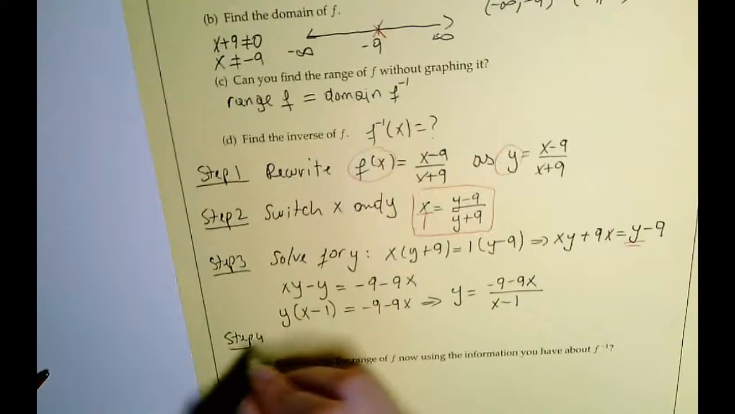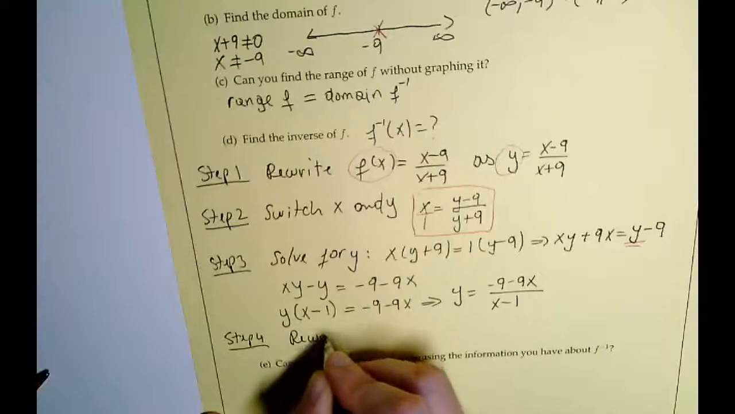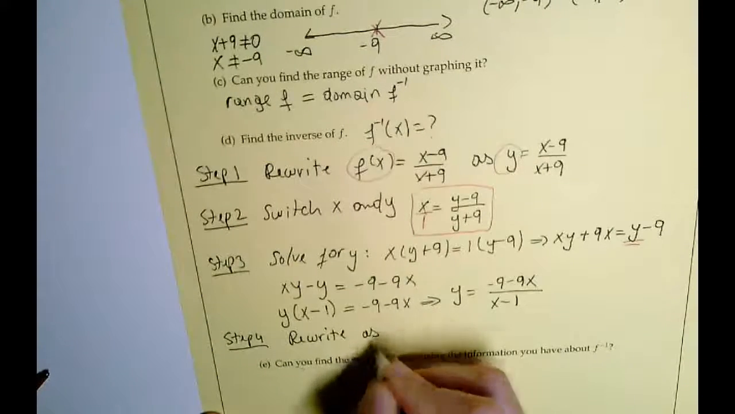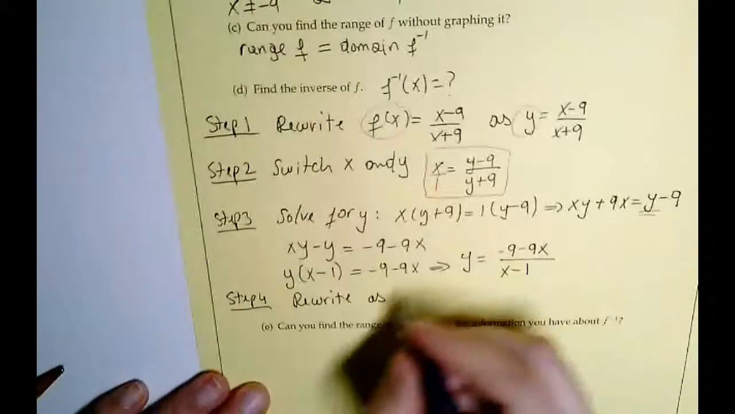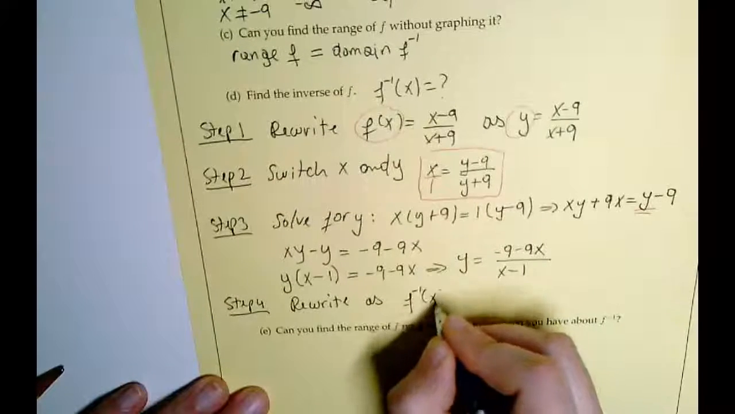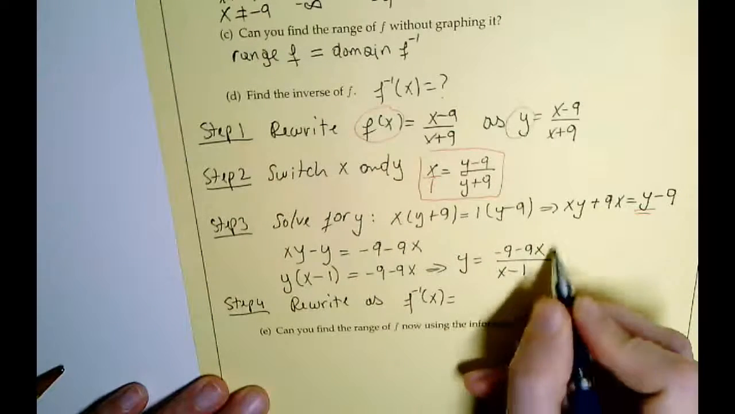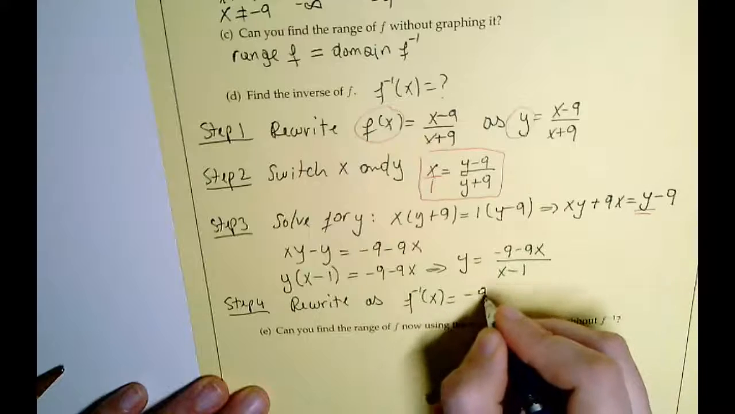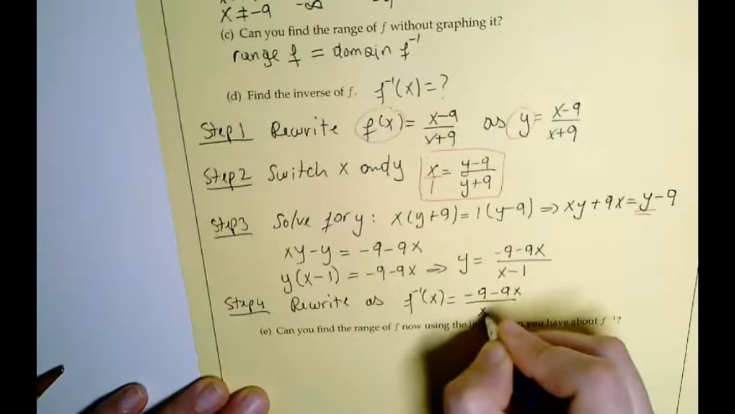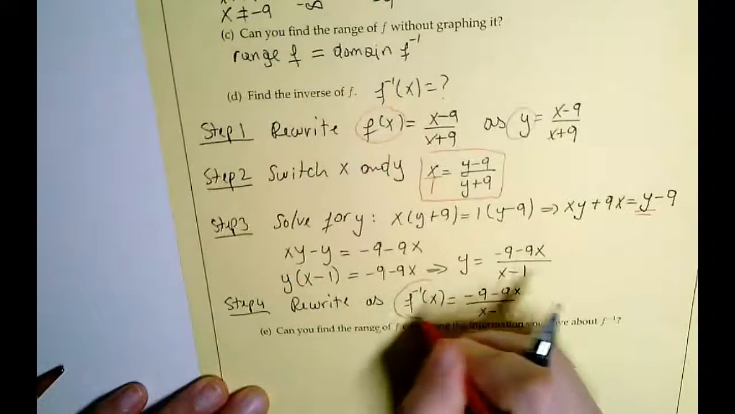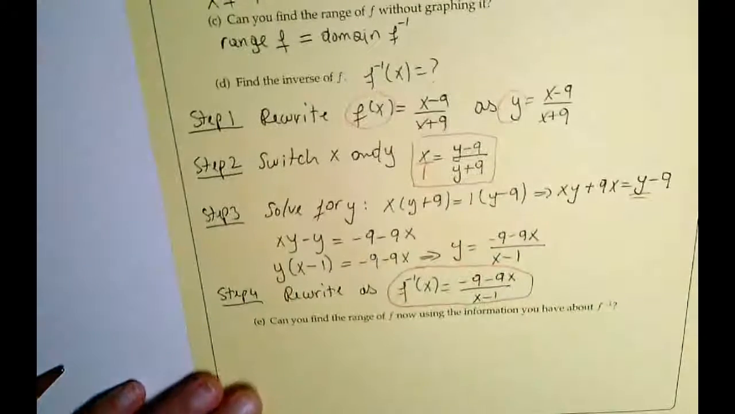Step 4, rewrite as, instead of y, you're going to put f inverse now. So f inverse of x equals whatever you got y to be. So this is the inverse. This is how we find the inverse algebraically.